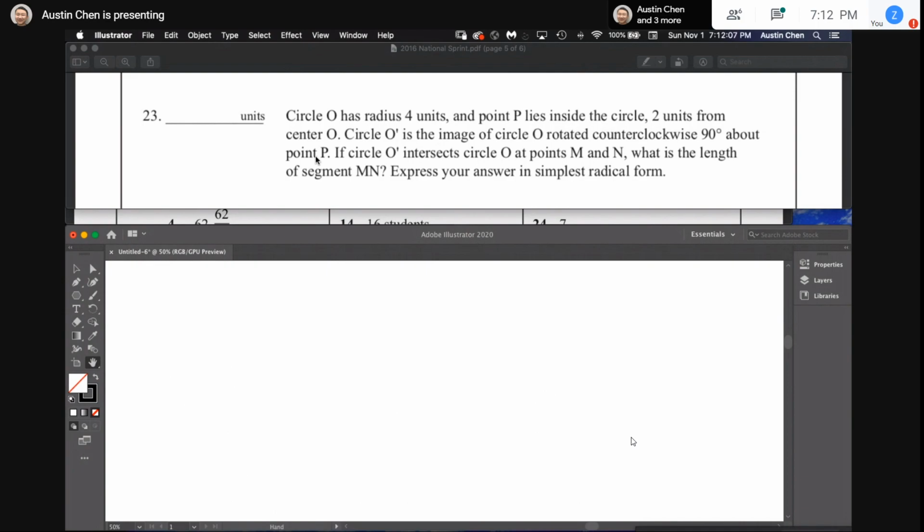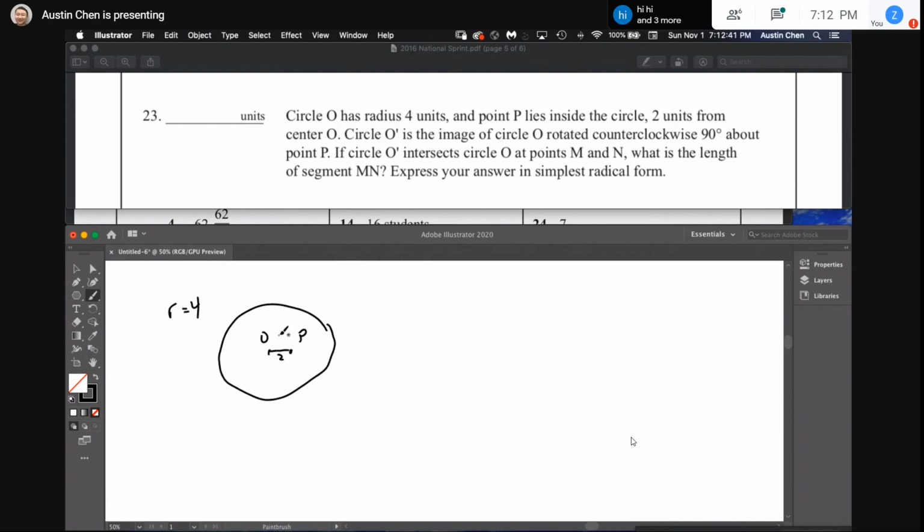All right, so we have some sort of geometry problem, so we should definitely draw a figure here. So let's just start with circle O. It has the center of O, and it has radius of 4 units, okay? And then point P lies inside the circle, 2 units from center O, somewhere. But without loss of generality, we can just put point P like right here. And it's going to be 2 units away from O.